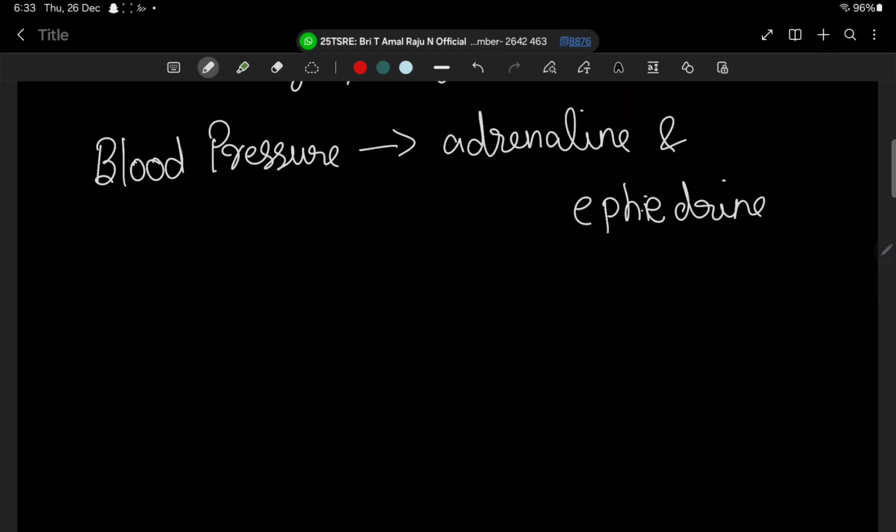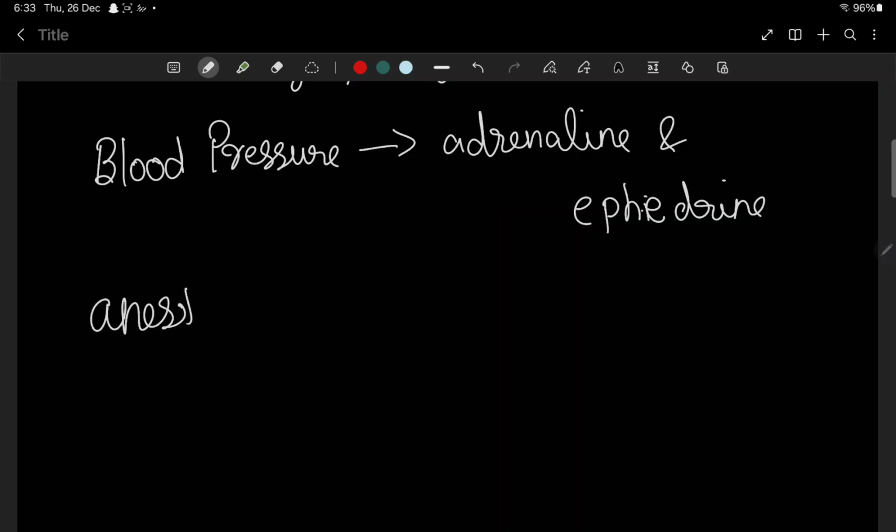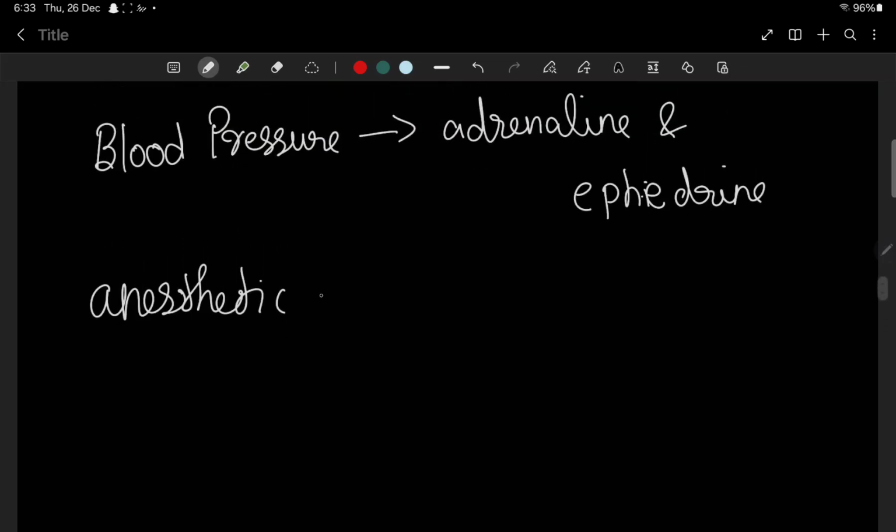So these are the two compounds used for blood pressure. Now we have another synthetic amino compound used as anesthetic. Which is the compound? It's given on your first page, Novocaine. This is also an amine containing compound that is used as an anesthetic.